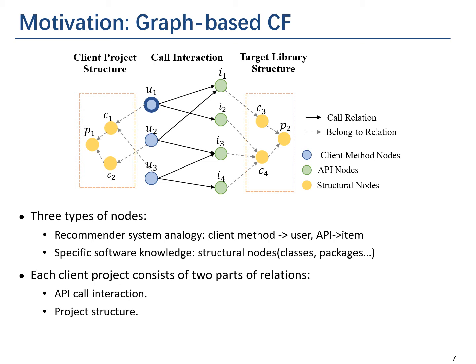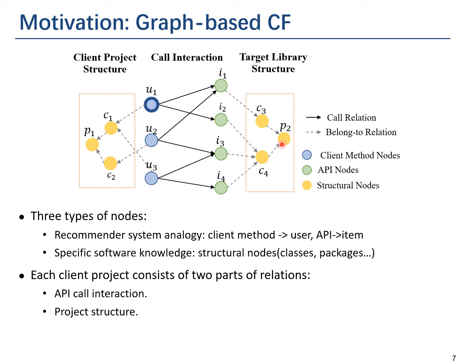As illustrated in this figure, our graph mainly consists of three types of nodes. Client method nodes U, which are analogous to users in a general recommender system. The API nodes I, which are analogous to items. And structure nodes, which are specific to our problem. Structure nodes include classes, packages, and projects that are useful to reveal software knowledge.